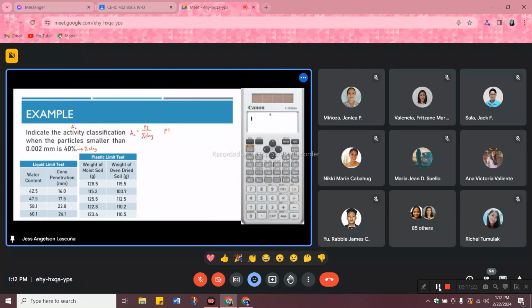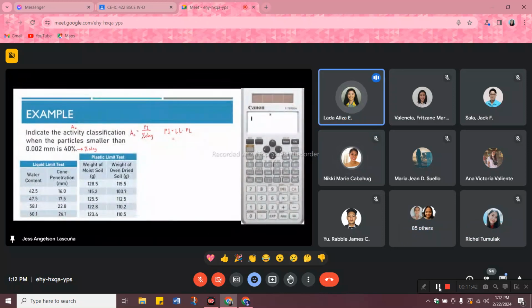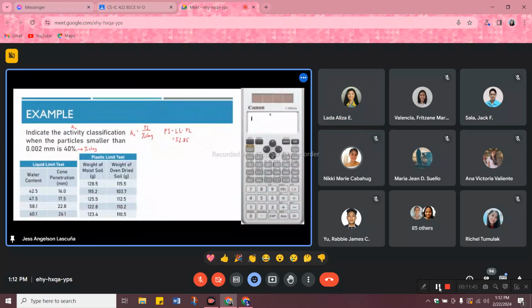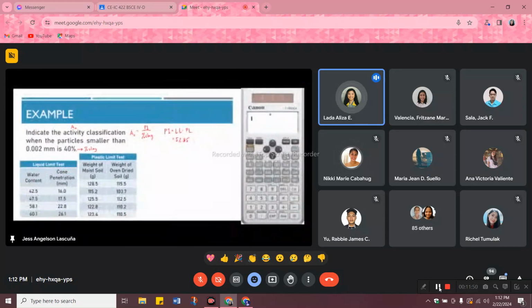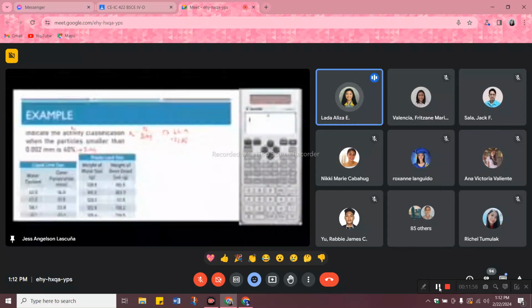The formula for PI is LL minus PL. So what is the value of your liquid limit in that discussion? 52.85%, sir. And your plastic limit? 11.40, sir. 11.40 is the PL, sir.